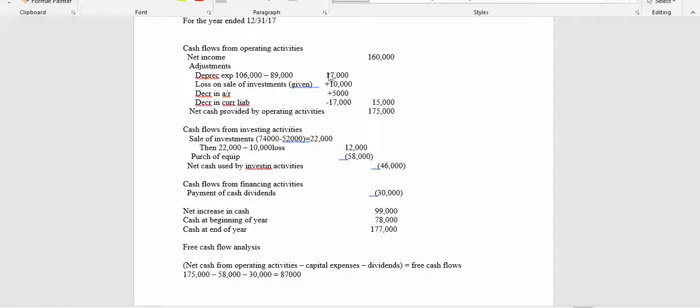So we've got our adjustments now, and we just take the 160. All these adjustments come to a positive 15,000, positive 17, positive 10, positive 15, negative 17. Add them all up, that gives us a positive 15. So 160 plus the 15. So our operations had positive cash of 175.